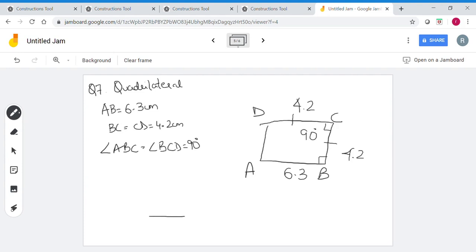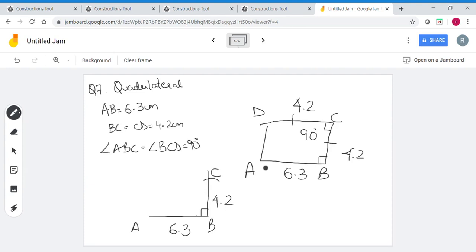So let's see what we will start with. We'll start with AB. We'll draw 6.3. Here I'll make a 90 degree angle. Somewhere on this line lies C. How far from B? 4.2. So I'll mark my C by cutting an arc of 4.2.